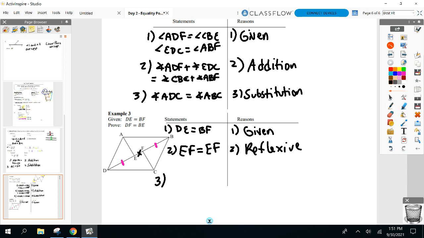Now that you've listed that both pairs are equal, now you can add them together. But they have to be equal to each other for you to add. DE plus EF equals BF plus EF. Are you seeing that before you add, you need to tell me the 2 pairs are equal somewhere, whether I give it to you or you write the reflexive in? Addition. Now, how do I finish this? Substitution.